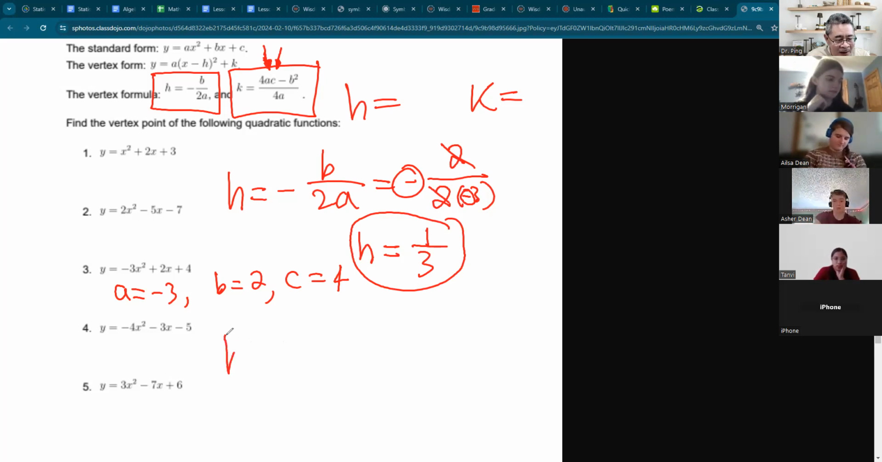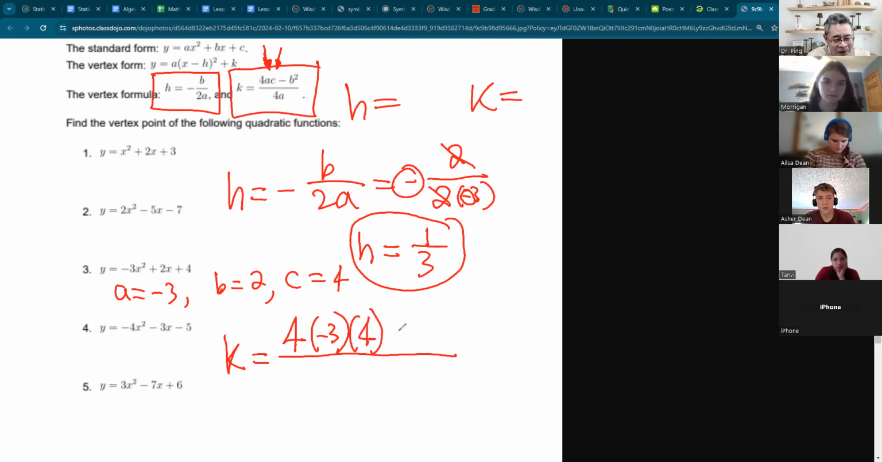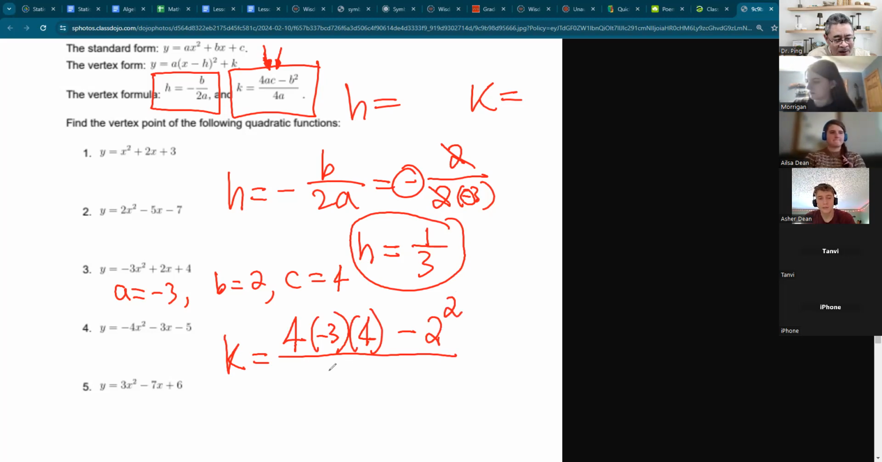Okay, on K, we know it's 4AC, where A is -3 and C is 4, then minus B squared, where B is 2, and 2 squared. Underneath is 4 times -3. Are we good here?